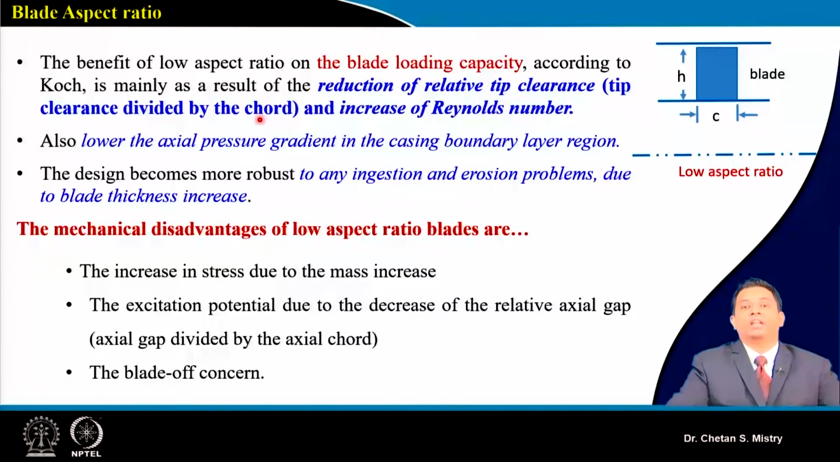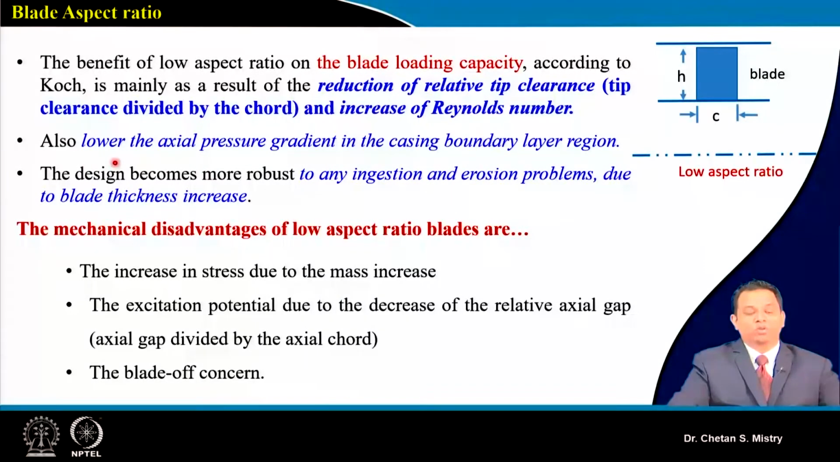Again, when we have a wider chord, that's increasing the Reynolds number. When I say it is increasing my Reynolds number, that leads my flow to be more turbulent on the suction surface and on the pressure surface, and that's what we are looking for. That helps us minimize the chances of flow separation. When we minimize the chances of flow separation, we minimize the chances of stall, and that's how we are improving our stall margin.